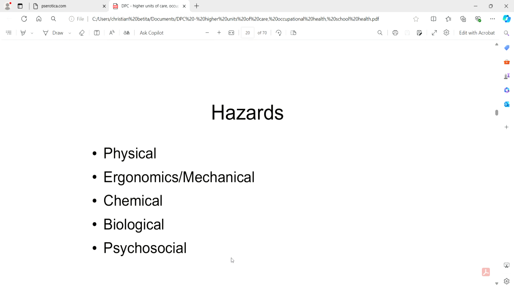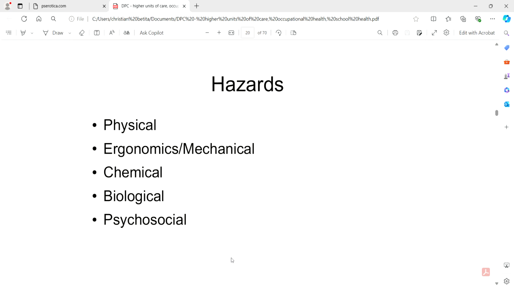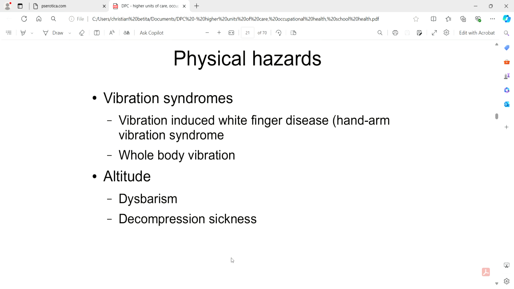Okay. So hazards may be physical, ergonomical, mechanical, chemical, biological, or psychosocial. And I will give you some examples of them, but the examples that I give will not be exhaustive. They will just be examples for citation so that you'll have a taste of what these things are. Okay. So physical hazards may be due to, and examples would include, vibration syndromes, like your white finger disease or whole body vibration, and altitude, which may lead to dysbarism and decompression sickness.